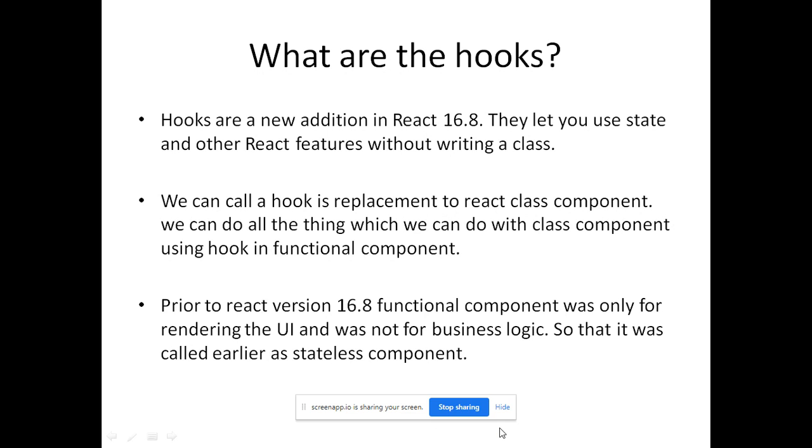And in this session, I would like to tell you about the React hooks. So, what is a React hook? Hooks are the new addition in React 16.8. They let you use the state and other React features without writing a class. It's a new addition to React, and it comes in the 16.8 version only, 16.8 and above. So prior to that version, there were no hooks available.